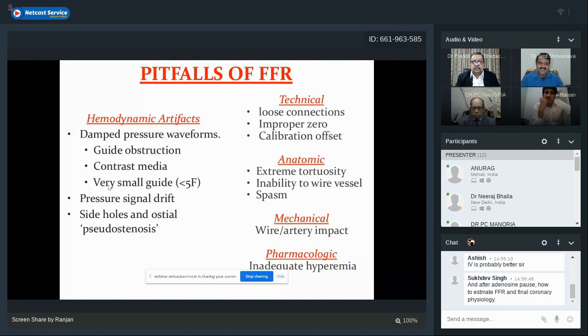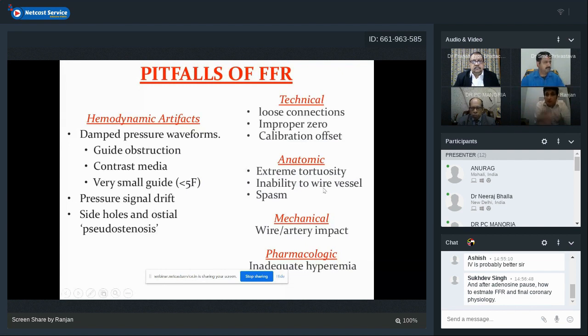So artifacts are many. Hemodynamic artifacts, we did discuss. If your guide is damping the pressure, it's not reliable, especially if you're dealing with an ostial lesion. If you use a side hole guide in an ostial stenosis, again, you will get a pseudostenosis. Technical aspects are very important: loose connections, calibration, zeroing, comparing the value before and after, making sure that when you pull it back there is no drift. Making sure there is no drift initially is important.